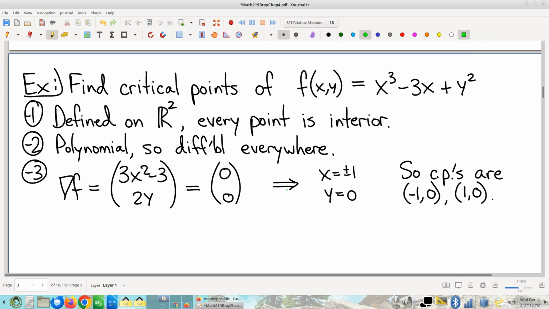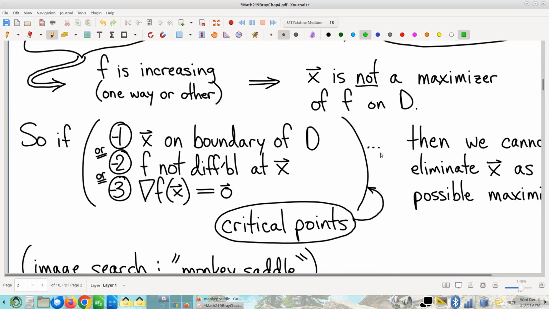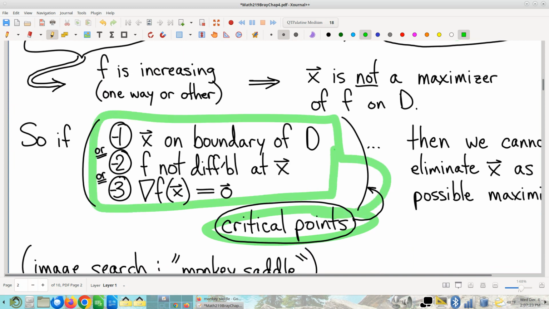Let's find all the critical points of this function. Now, reminder, we have a very specific definition of a critical point. A critical point is a point where any one of these conditions happen. Notice these are ORs, so any one of these conditions qualifies a point as a critical point.